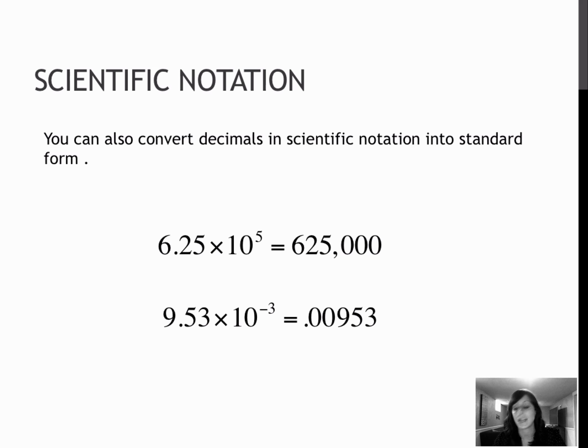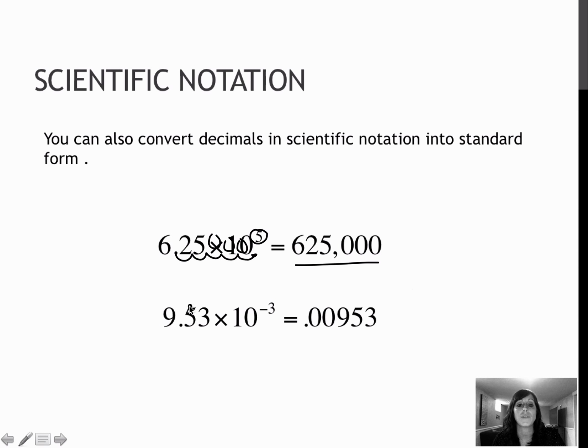We can start in scientific notation and then turn it into standard form. So if I have 6.25 times 10 to the 5th, that's saying take this decimal and move it 5 places in the positive direction, 1, 2, and once you run out of numbers, they're zeros, so 3, 4, 5 gives me 3 zeros, so my answer is 625,000.